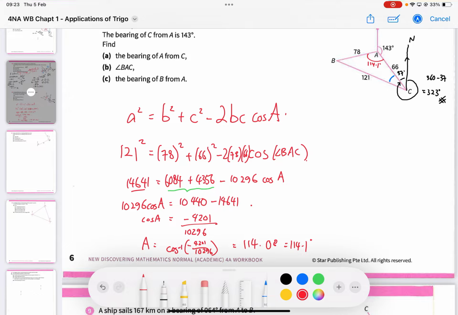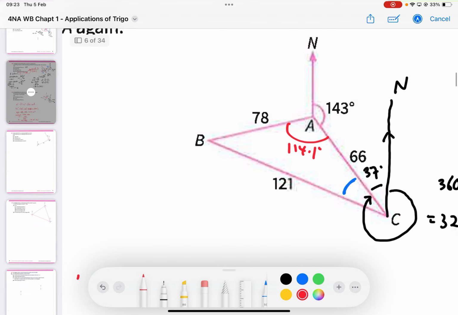Then finally, the bearing of B from A. B is here from A. So from the north of A, turn this 143 already, turn this 114.1, that is the bearing. So the bearing of B from A is adding these two angles. That one we don't go through already.